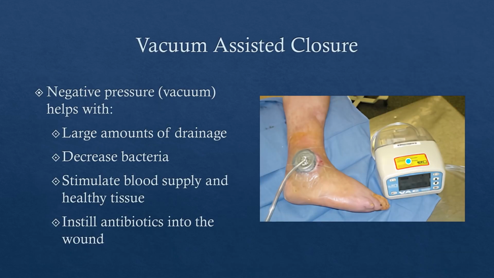Vacuum-assisted closure, or VAC, is also called negative pressure wound therapy and is a non-invasive device that uses vacuum to apply pressure to the wound bed to absorb large amounts of drainage, decrease bacteria, and stimulate blood supply and healthy tissue growth. This is used for some surgical incisions, but for our purpose today, we're talking about stage 3 and stage 4 pressure injuries. The dressing stays in place for 2 to 3 days, depending on the manufacturer's recommendation, and some wound vacs can even instill antibiotics directly into the wound.